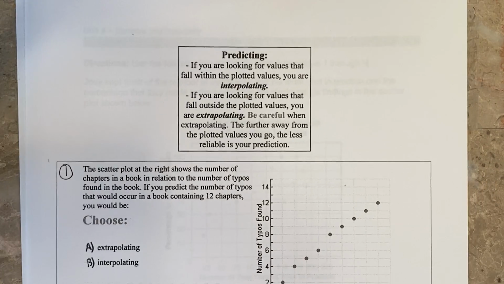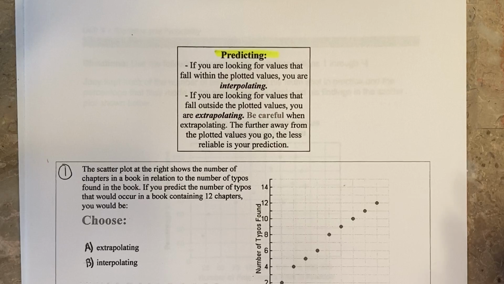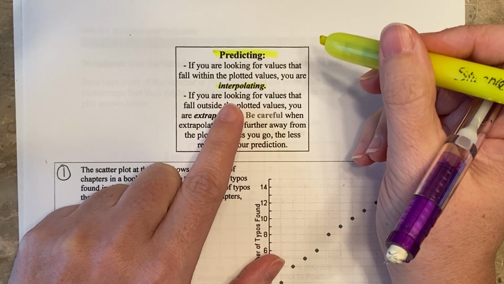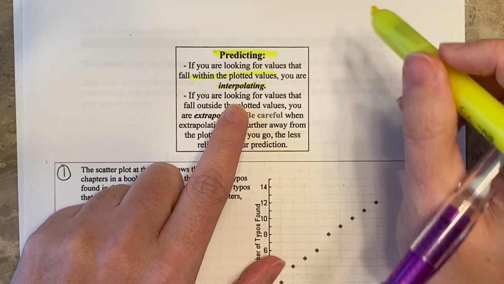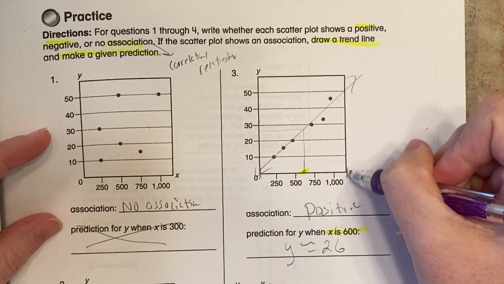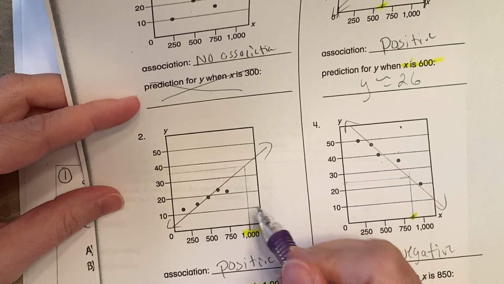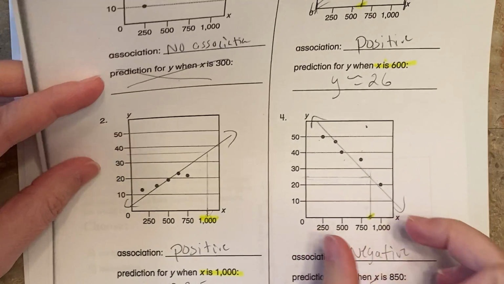All right, next page. On the previous page, we were just doing some predicting, and there are some fancy words for predicting. What we were just doing is something called interpolating. If you are looking for values that fall within the plotted values, you are interpolating. What does that mean? That means this number here, 600, was inside my domain, was inside my graph. Over here, 1,000 was inside my graph. 850 was inside my graph.